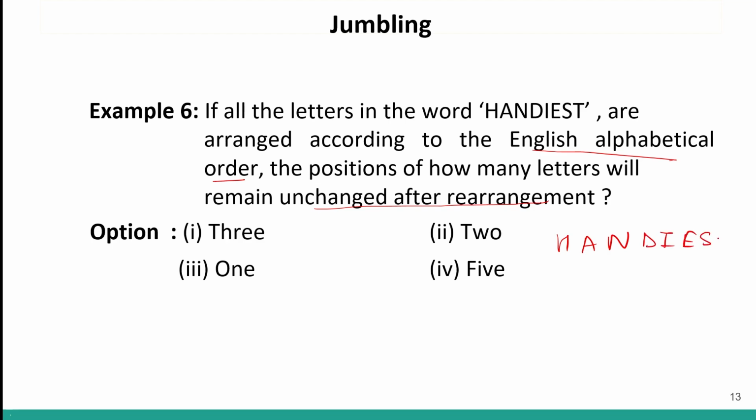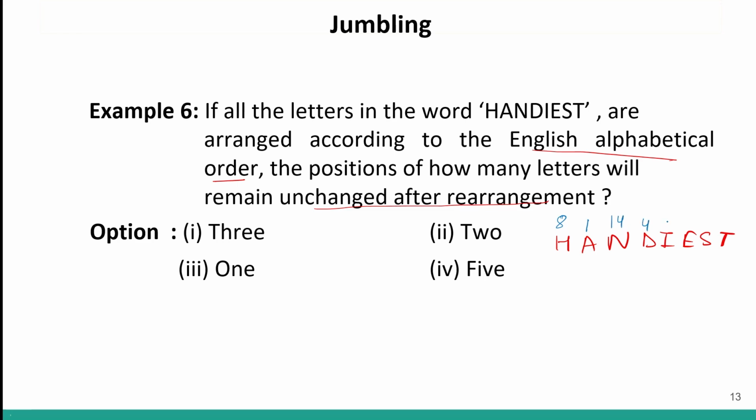This is the original word. Now we have to arrange them in English alphabetical order. So, according to English alphabetical order, let me give them forward ranks for your convenience. So, H will be ranked at 8. This will be 1. Similarly, N will be ranked at 14.